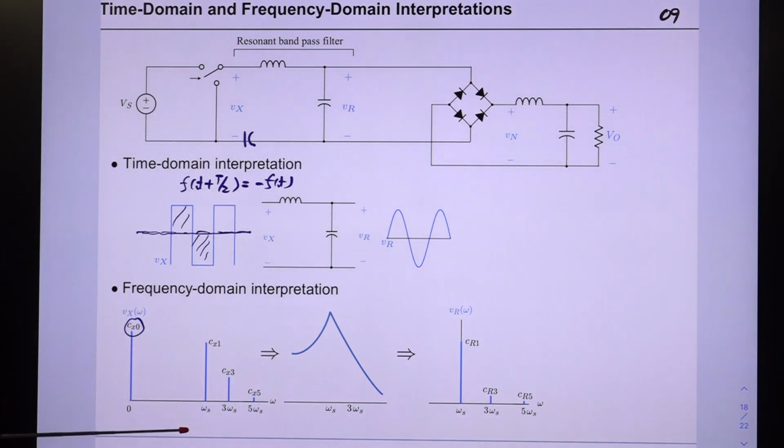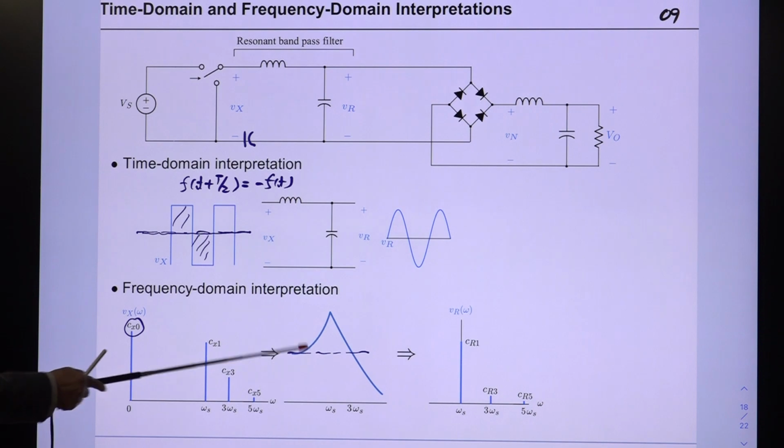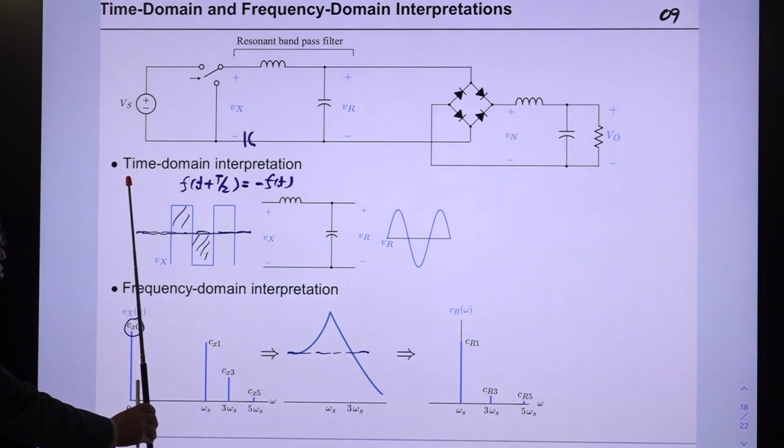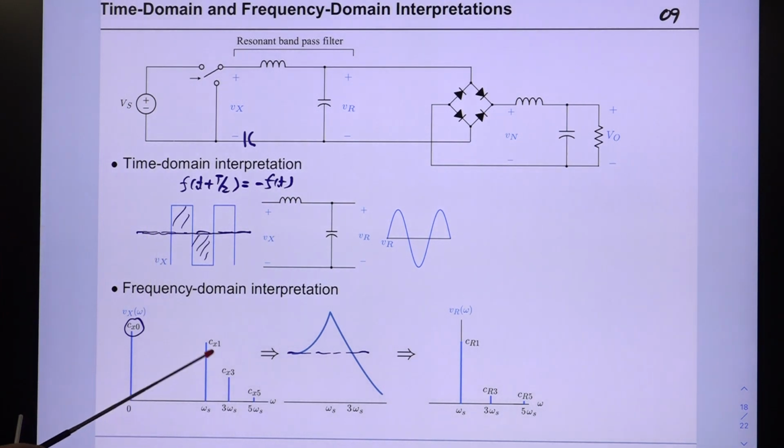Then you only have these odd harmonics. Because of these waveforms, you have omega s, 3 omega s, and 5 omega s, and so on. Even harmonics are gone because of the half-wave symmetric feature of these waveforms. So this is the fundamental component, third harmonic, fifth harmonic. And we have this resonant bandpass filter. Suppose this is 0 dB. This DC portion doesn't matter because it is gone by this, so we worry about this.